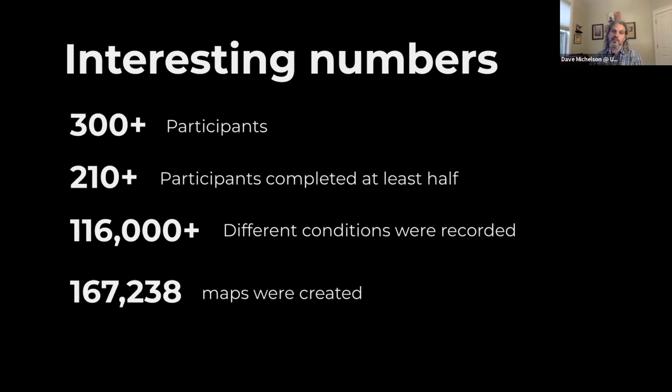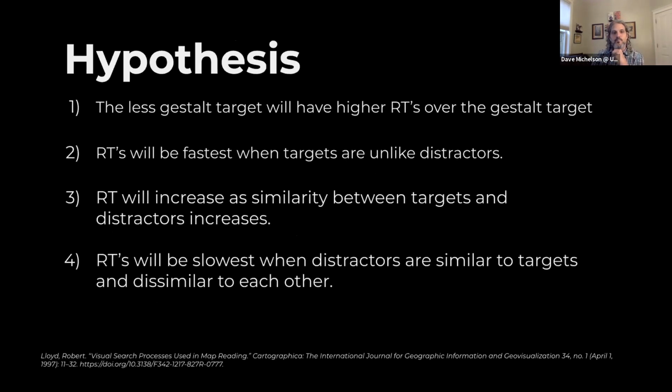Then one interesting little tidbit: in order to make the website work, I had to create the maps beforehand so they would be cached. And that was 167,238 maps. So that's a lot of maps. And it actually had to run over 3 days on a computer to create all the maps.